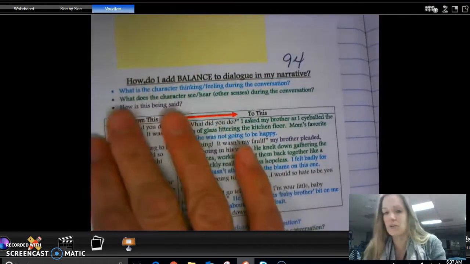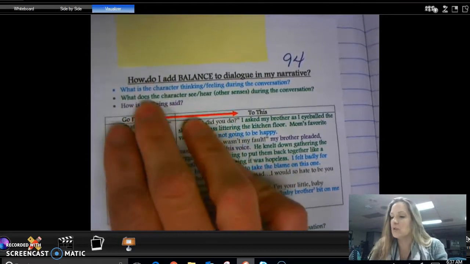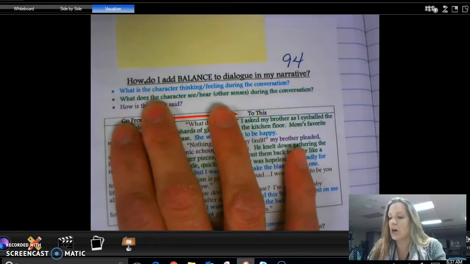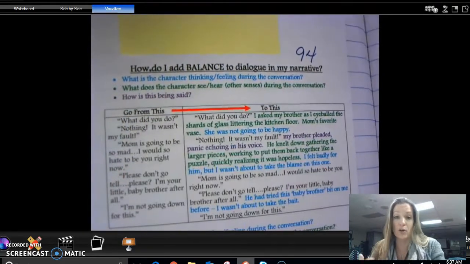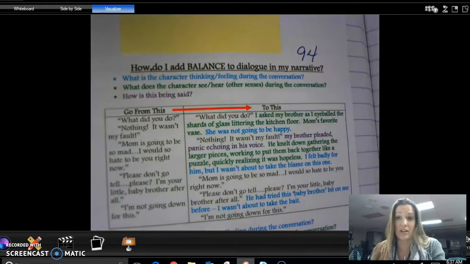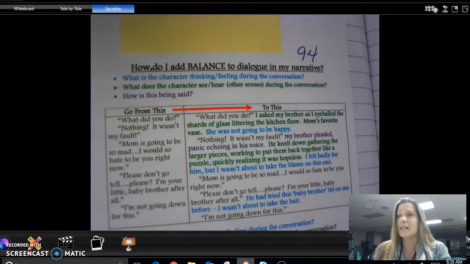And so what you see is there's 3 different colors here. There's one way to add is to talk about what the character is thinking or feeling during the conversation. So what's going through someone's head? Like, I can't believe they were asking me this. Why did they think that they needed to say this? Or I was terrified out of my mind. Anything that is thinking or feeling that's going on inside of a character that I wouldn't know unless the writer let me know.